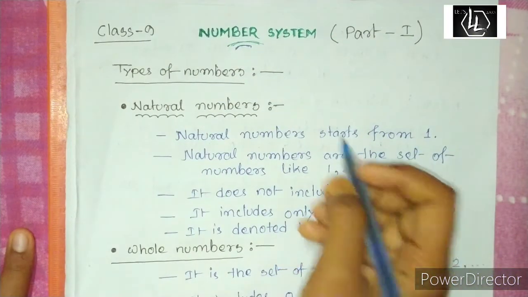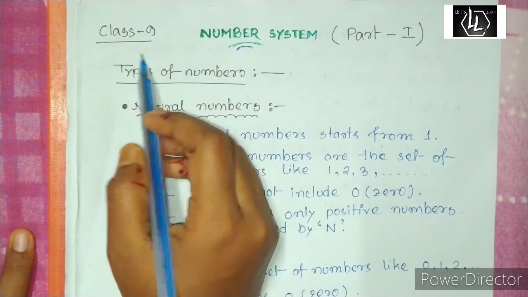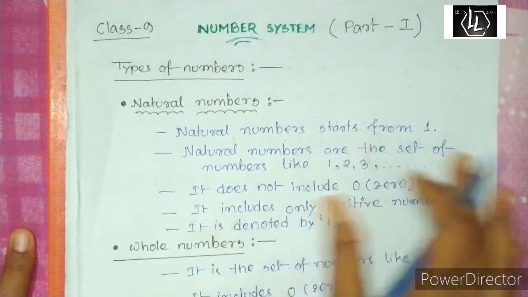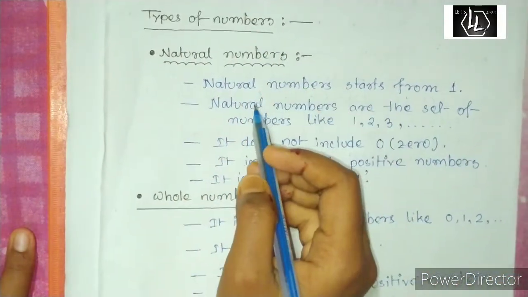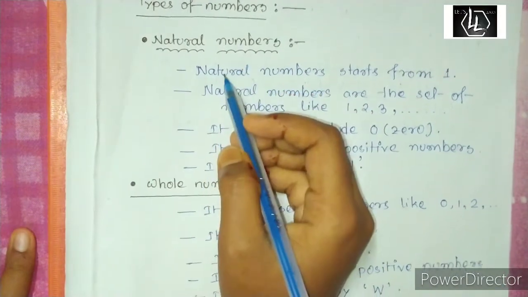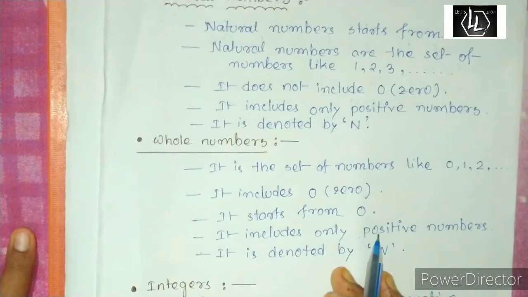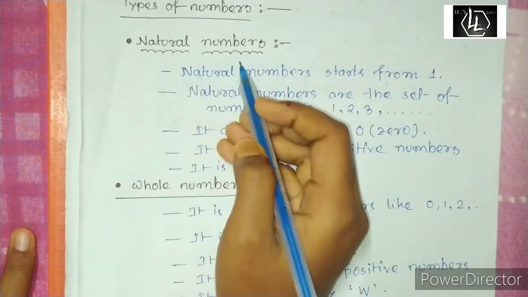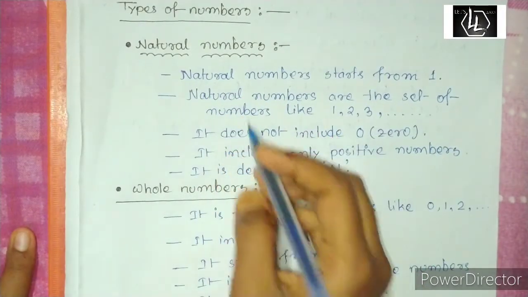Students, today we are going to study the subject mathematics of class 9 and the chapter is number system. So first of all we have to know the types of numbers. There are many types of numbers. Some of these are natural numbers, whole numbers, integers, real numbers, etc. So now coming to natural numbers. Here are some important points I have written.